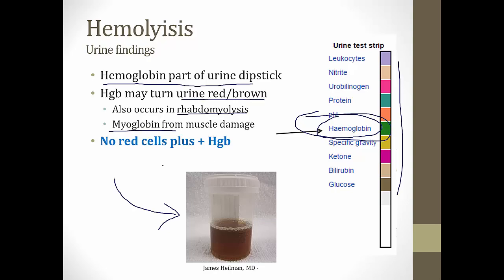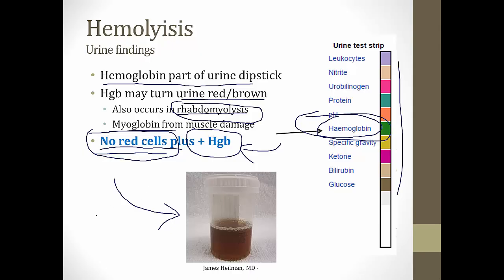You should be aware if you ever see a patient who has no red cells in the urine but has a positive dipstick for hemoglobin, that patient either has hemolysis or rhabdomyolysis. Often when patients have hemoglobin in the urine by dipstick, they also have red cells. It's because they're bleeding into their urine. However, if you see an absence of red cells but you see evidence of hemoglobin by the dipstick, it means that either the patient has hemolysis or they have rhabdomyolysis. Most of those patients will have dark urine like is shown on the screen here.